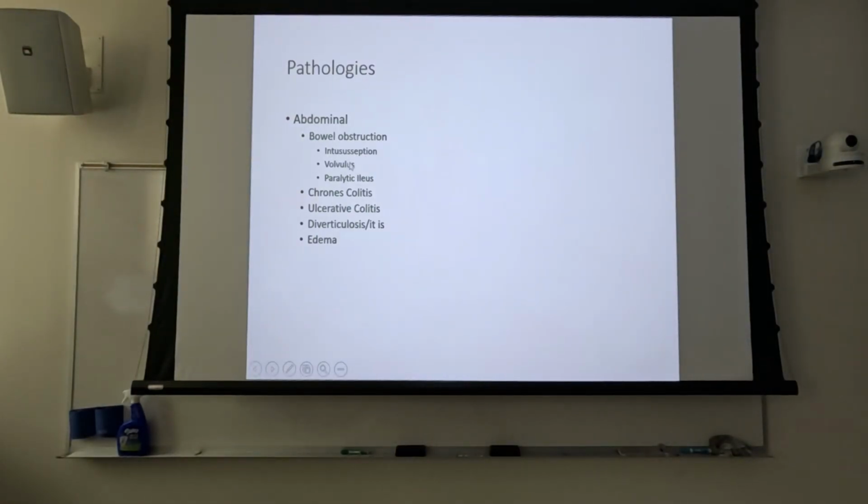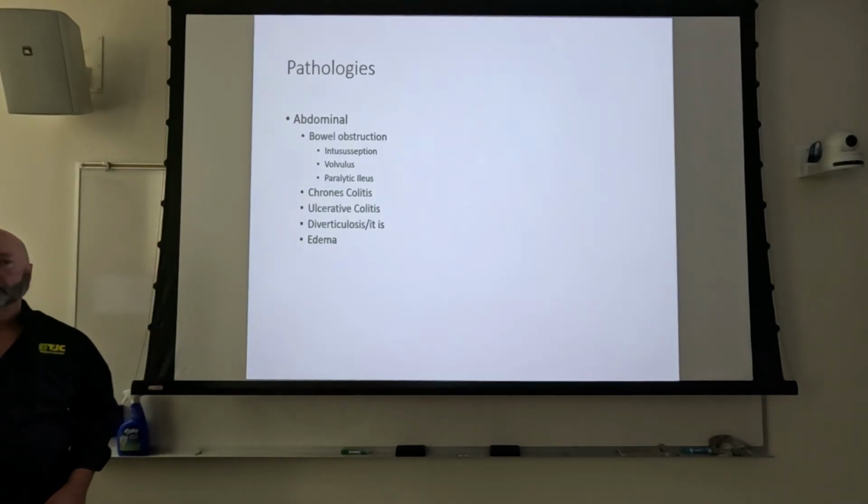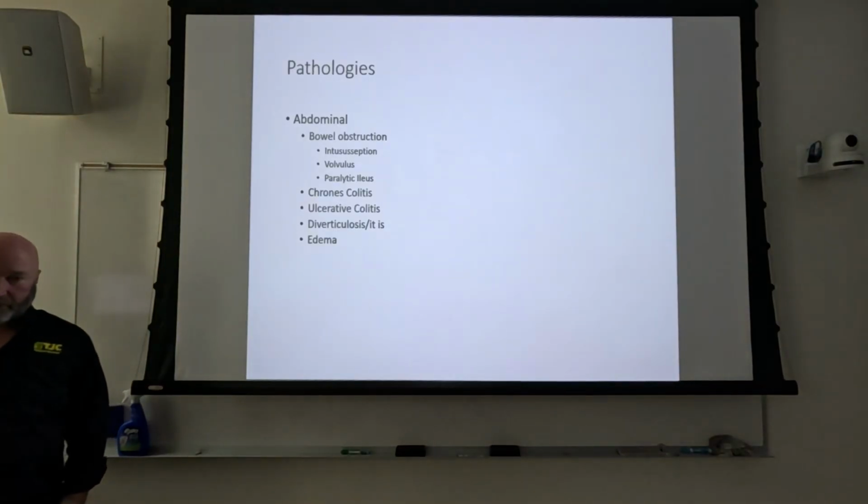So causes for bowel obstruction, you got a lot of different things. You got intussusception, you got volvulus, you got paralytic ileus. Paralytic ileus is probably not going to get to that point where you're going to be taking an x-ray on somebody with a big distended abdomen. Paralytic ileus will also be referred to as a non-obstructive ileus, meaning there's no mechanical obstruction.